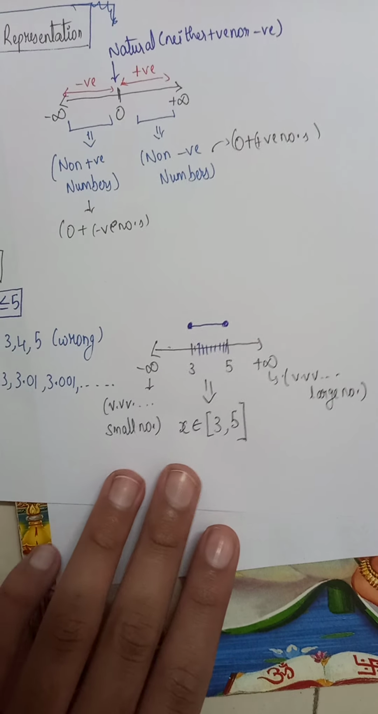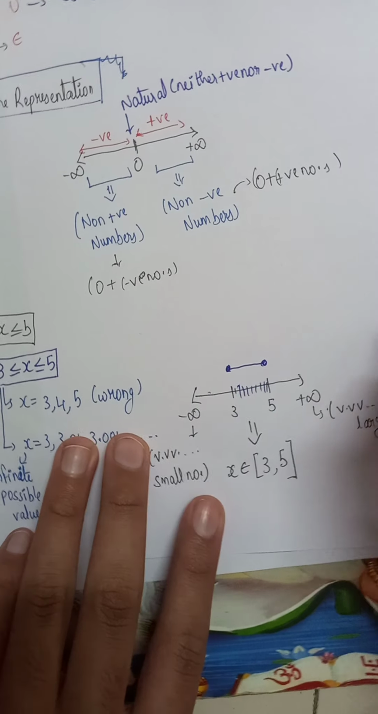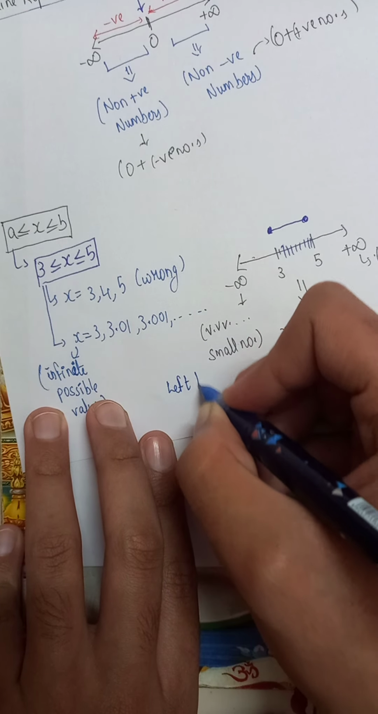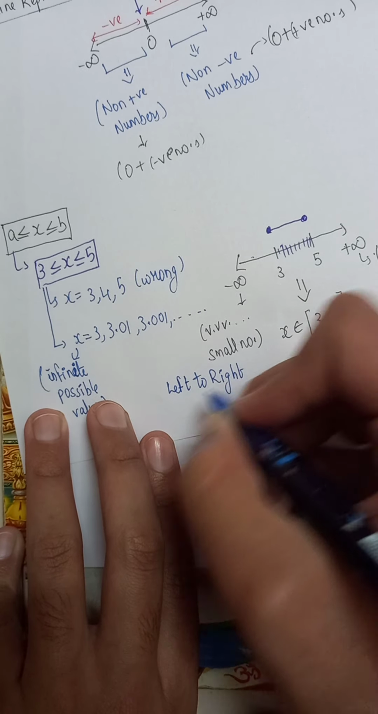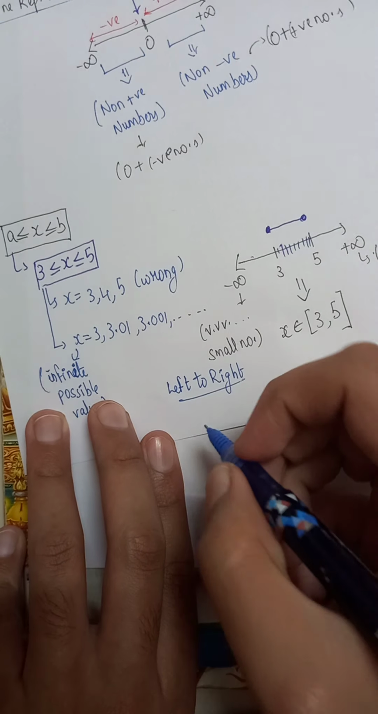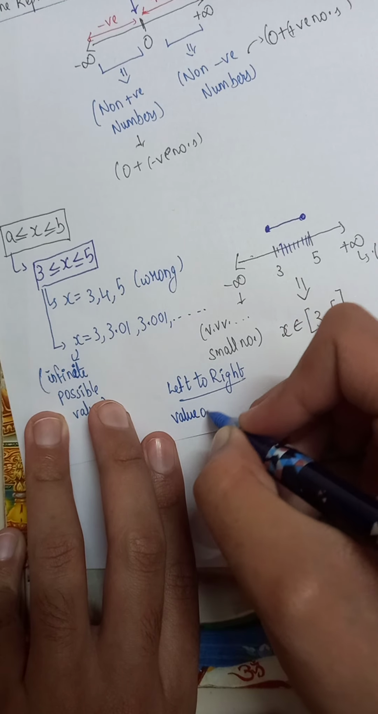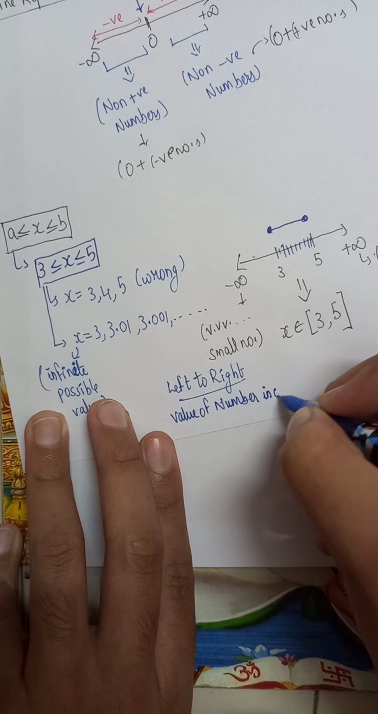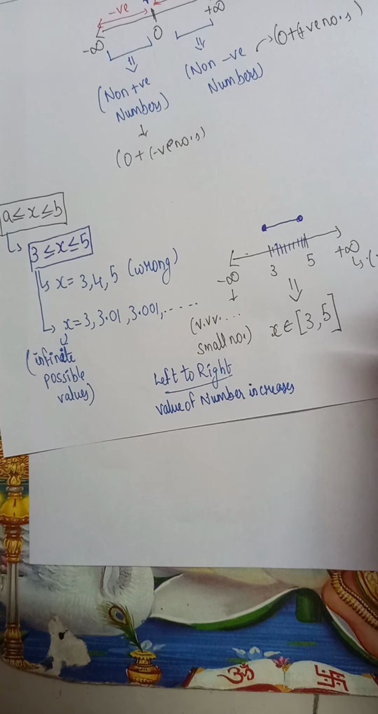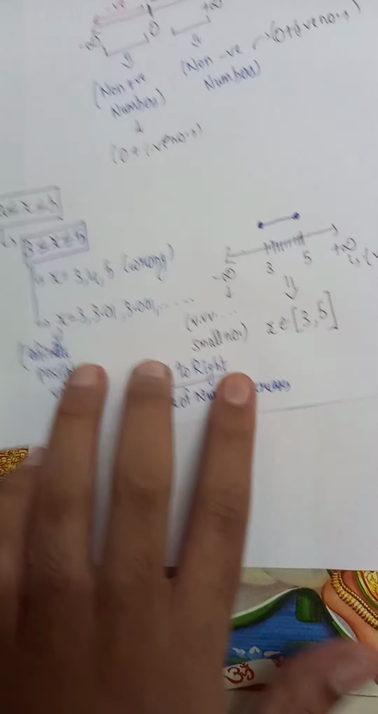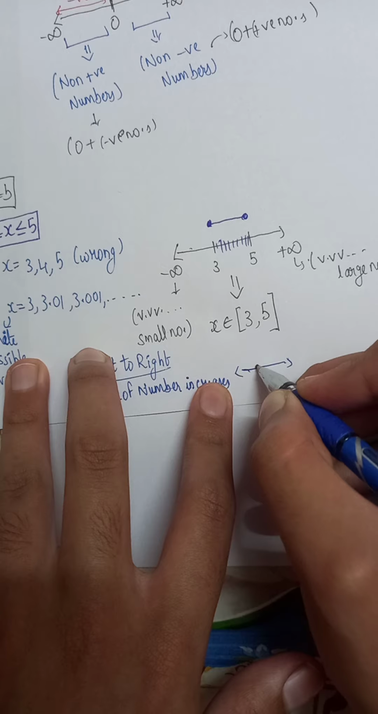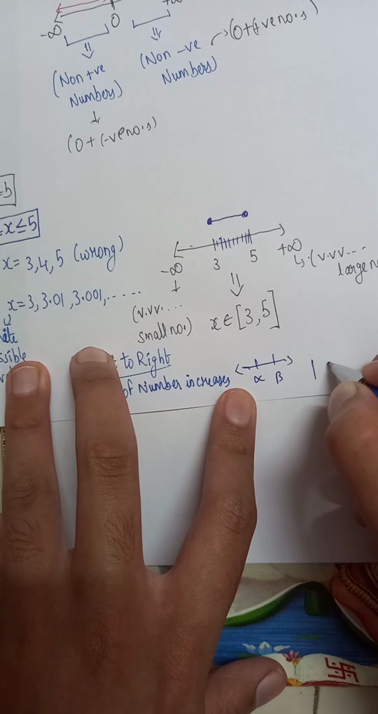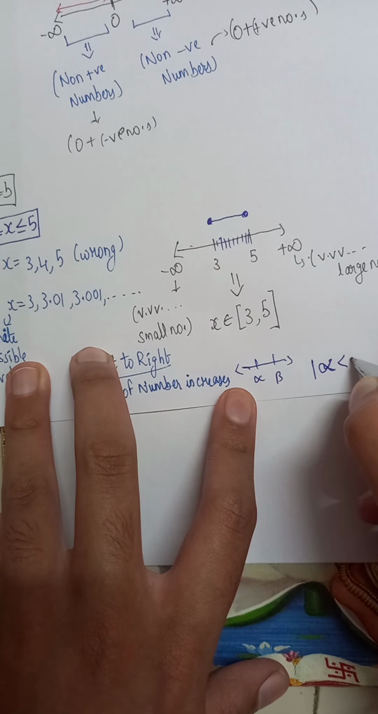Write a note here. As you go from left to right, the value of the number increases. For example, if I represent numbers like this, alpha and beta, where alpha is some number and beta is some number, according to the number line, it tells us that alpha is less than beta.